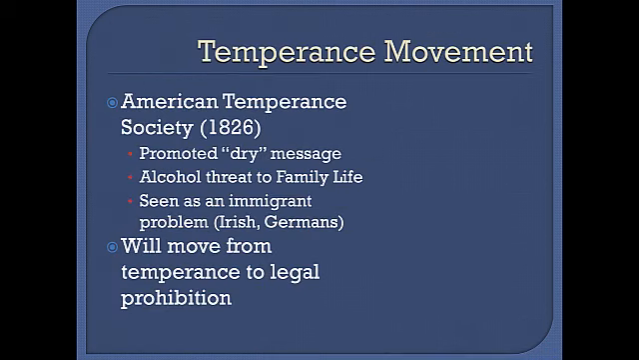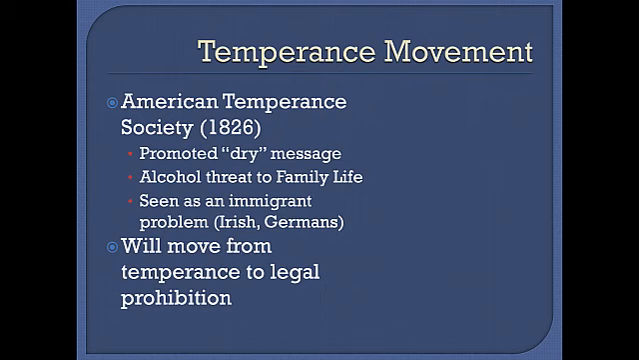Now, other than the abolitionist movement, there was also the temperance movement. And the temperance movement was a movement against alcohol in our society. The American Temperance Society was founded in 1826, and what they did was they promoted a dry message, meaning we need to rid society of alcohol, become dry. They said that alcohol was this threat to family life.